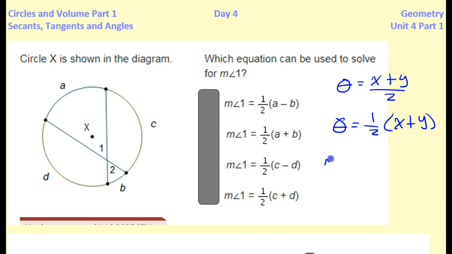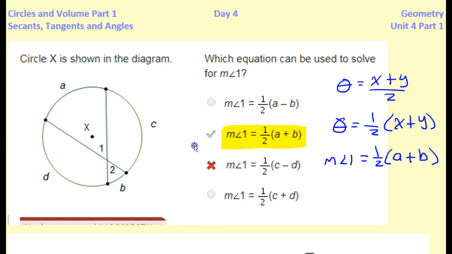So the angle, which is the measure of angle 1, is equal to 1/2. And then now it should be the sum of these arcs. So A plus B. So this is the answer. That's minus. There it is right there.